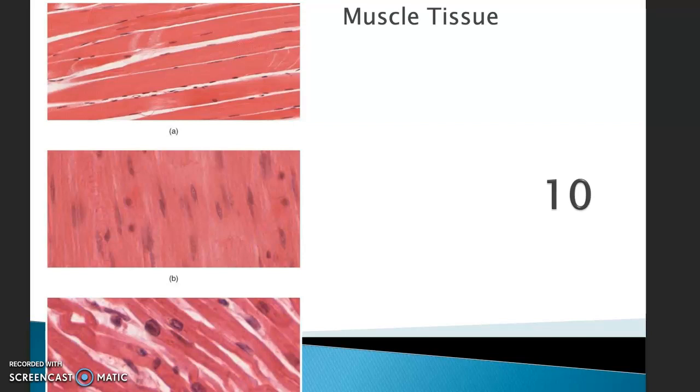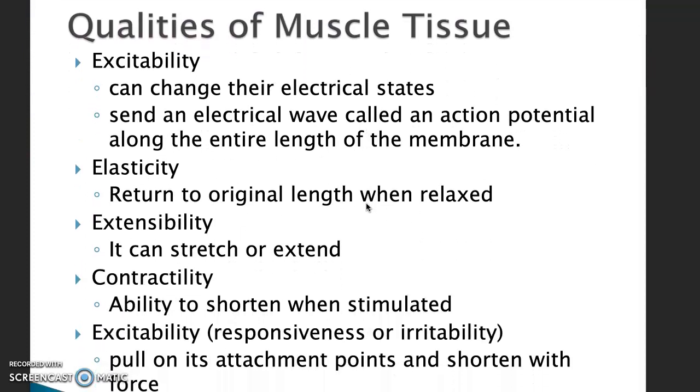Hello, today I'm going to be talking about Chapter 10, Muscle Tissue. There are 3 different types of muscle tissue, and each tissue has certain qualities. The first one is excitability.